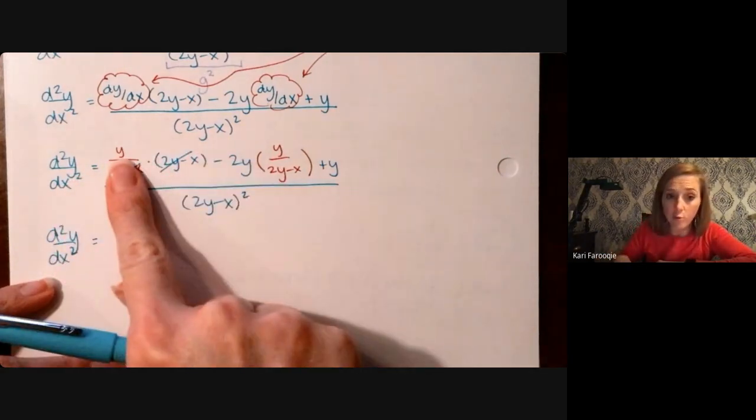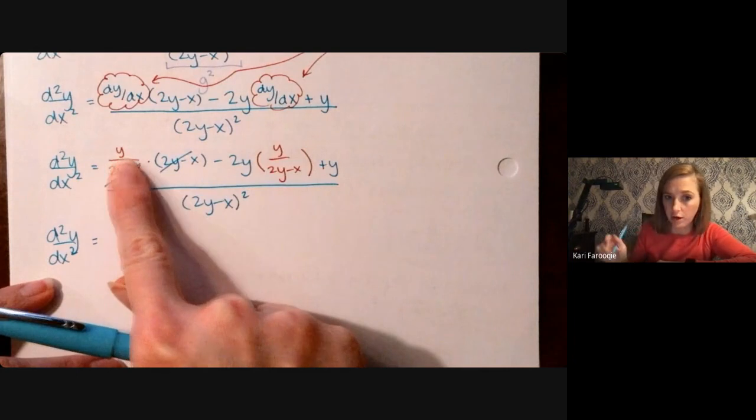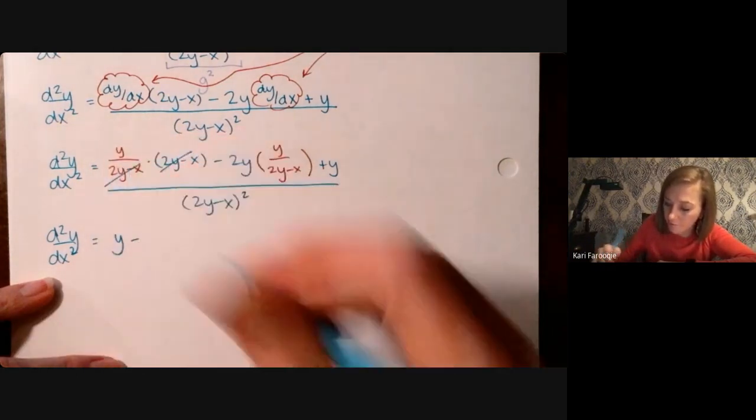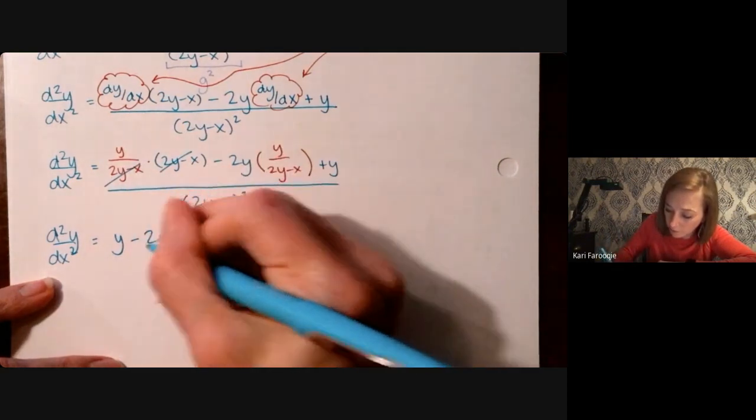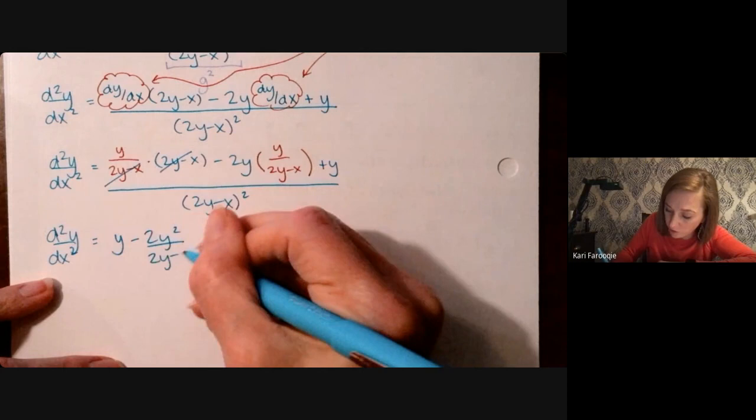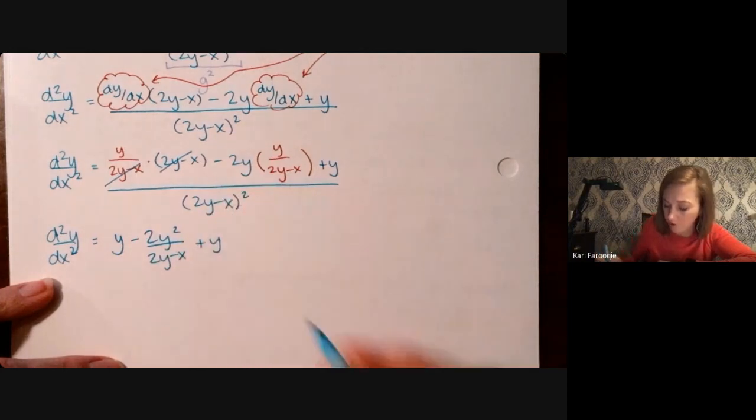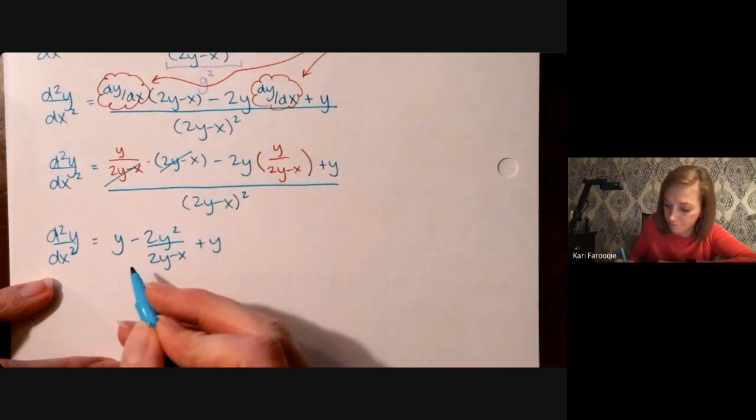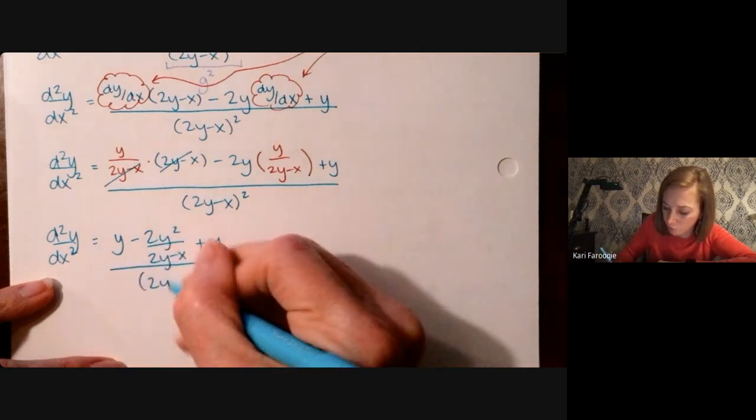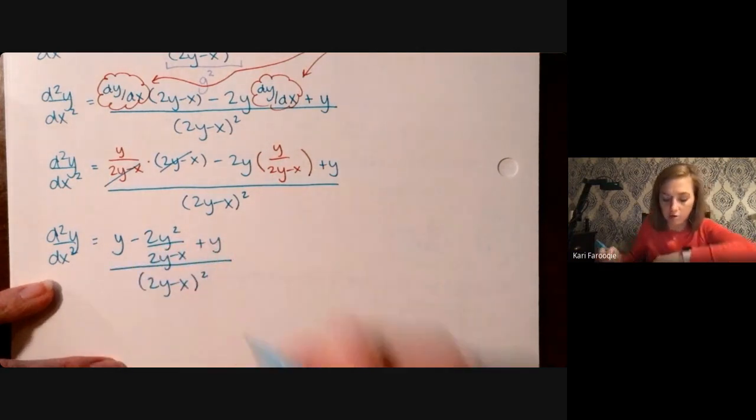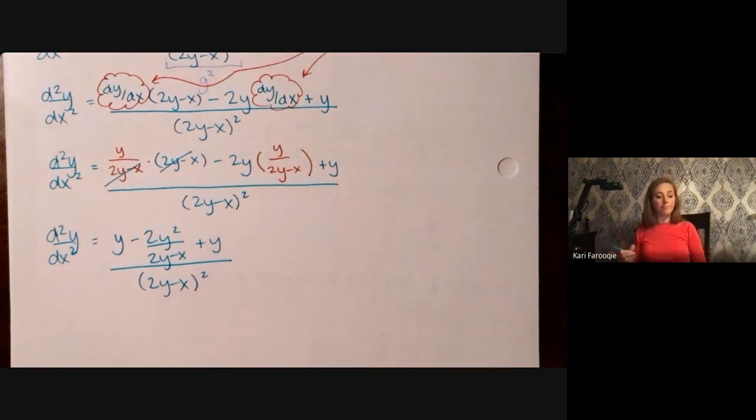So we still have a y in the numerator. Just try to keep track of what we actually still have. Then we have minus 2y squared over 2y minus x, plus y, divided by 2y minus x quantity squared.